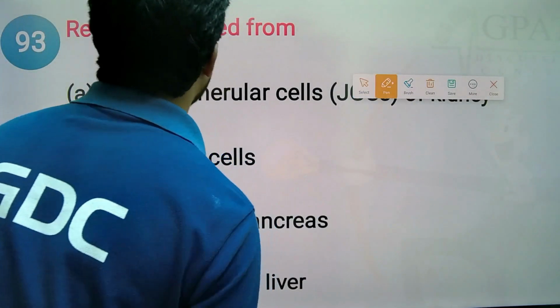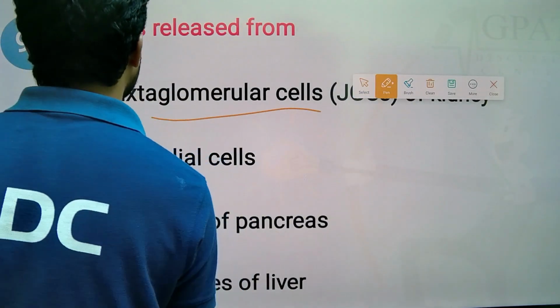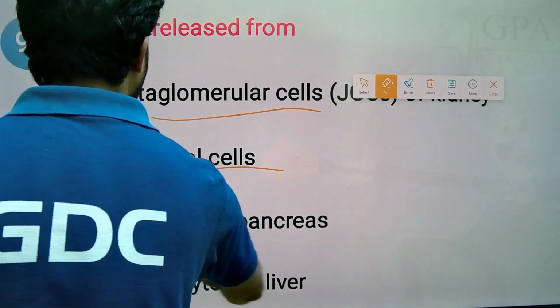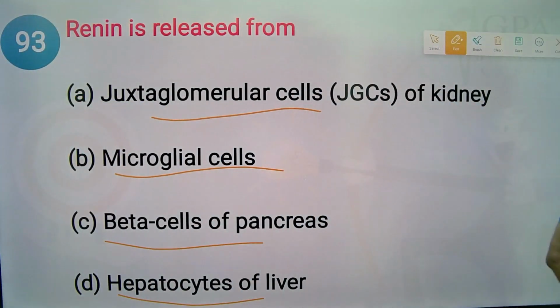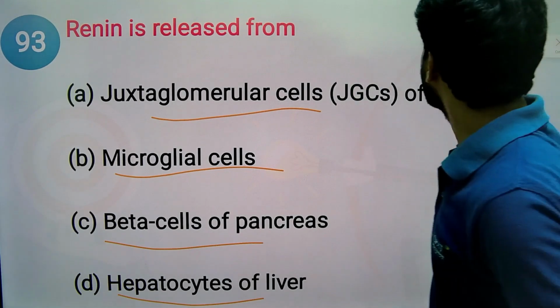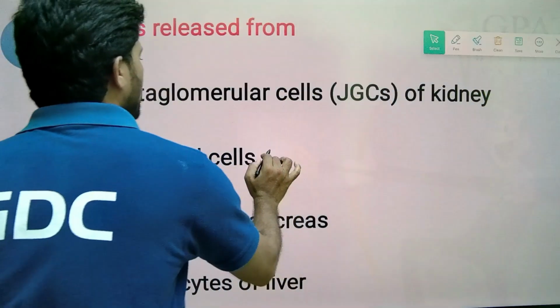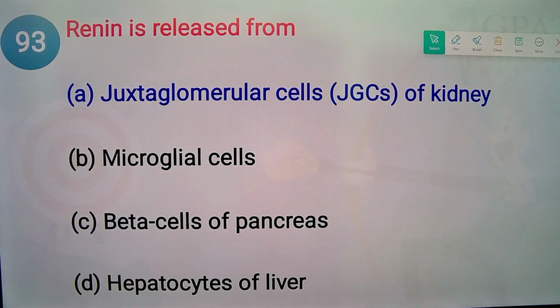Renin is released from juxtaglomerular cells, microglial cells, beta cells of the pancreas, or hepatocytes of the liver. So this is also an easy one. You can answer easily: renin is released from the juxtaglomerular cells of the kidney.